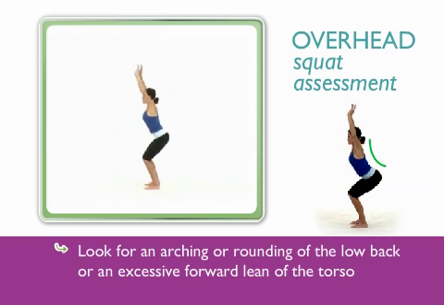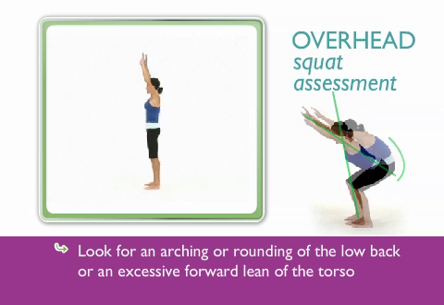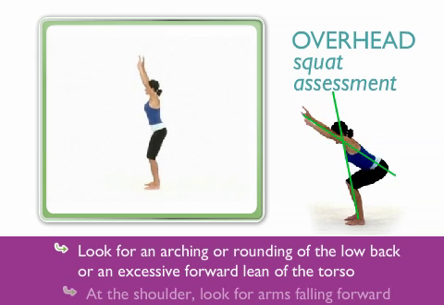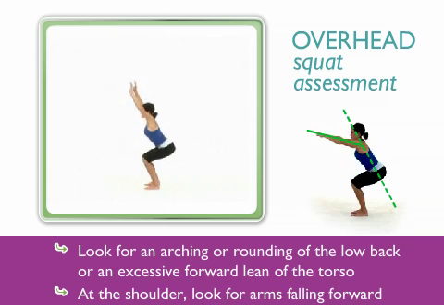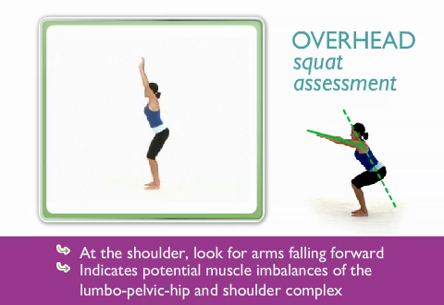Specifically look for any arching or rounding of the low back or an excessive forward lean of the torso. At the shoulder, look for arms falling forward. Each of these compensations will indicate potential muscle imbalances at the lumbopelvic hip and shoulder complexes.